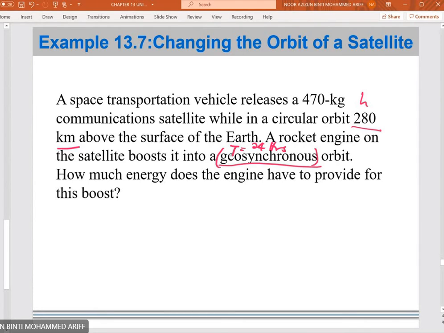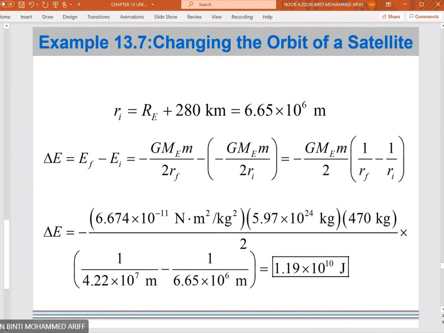Okay, how much energy does the engine have to provide for this boost? So the satellite has an engine, that is why it can orbit our Earth in 24 hours. It depends on the engine too. Okay, so we want to calculate how much energy the engine has. First, we have to calculate our new orbit with respect to 280 km. So earlier I told you this is H. So we add the radius of the Earth. So you will get this value.